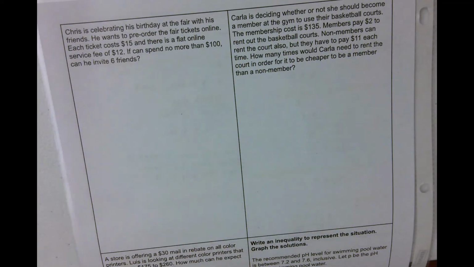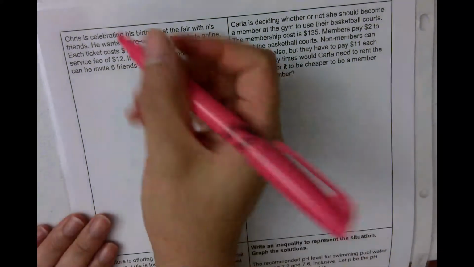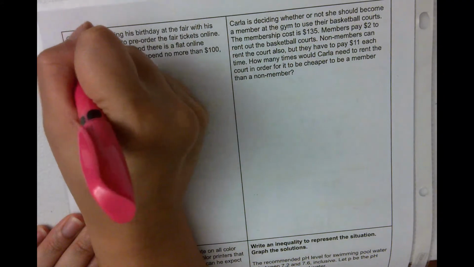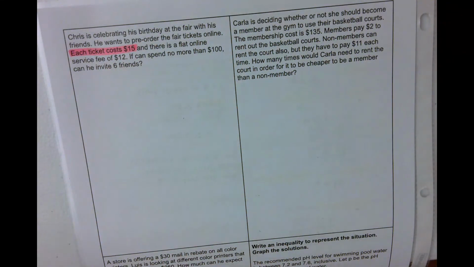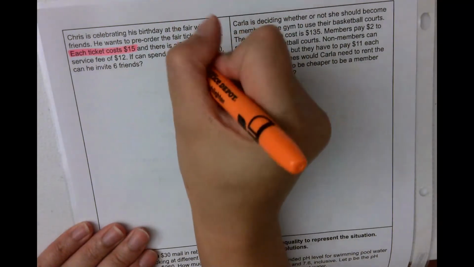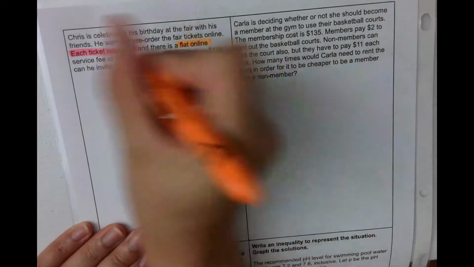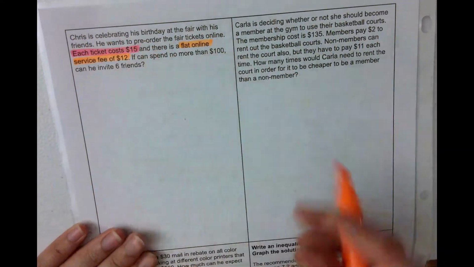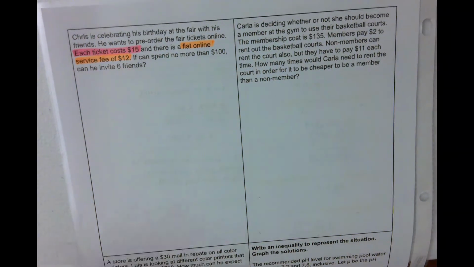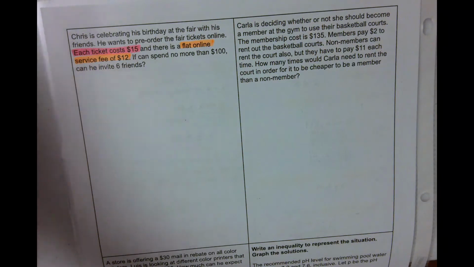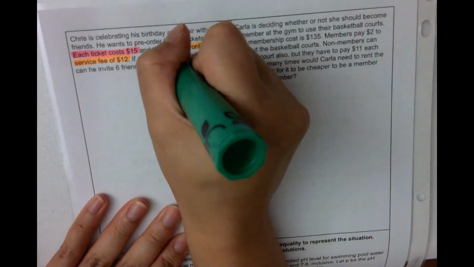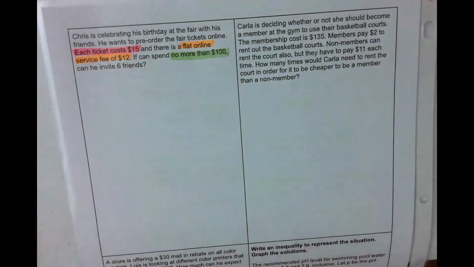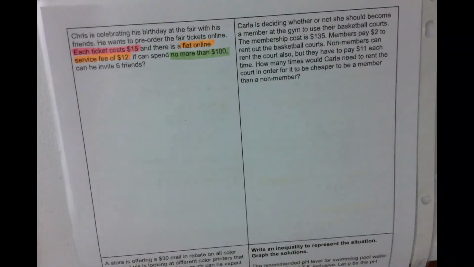I know that each ticket costs $15. I know that there is a flat online service fee of $12, so that's more money he has to spend. And we know that he only has $100. Again, you cannot spend any more than you have, so no more than 100. Let's set this up.